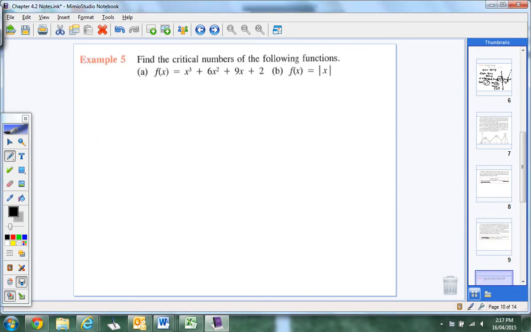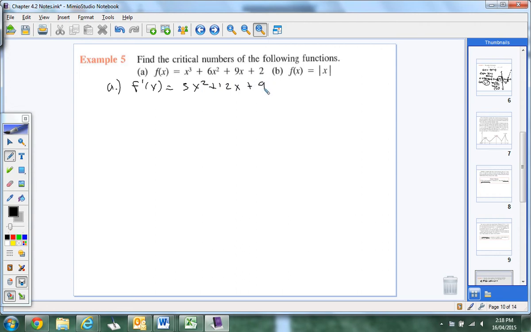Example 5. This one says just find the critical numbers. There are two questions, A and B. So we'll do A first. To find the critical numbers, the first thing is we still have to take the derivative. So f prime of x, I'm doing part A right now, is 3x squared plus 12x plus 9.